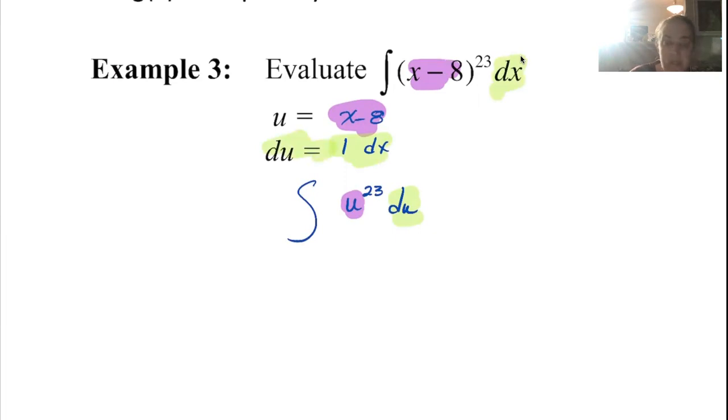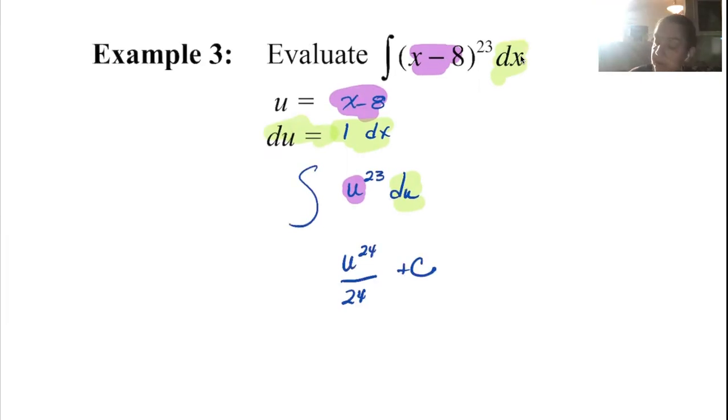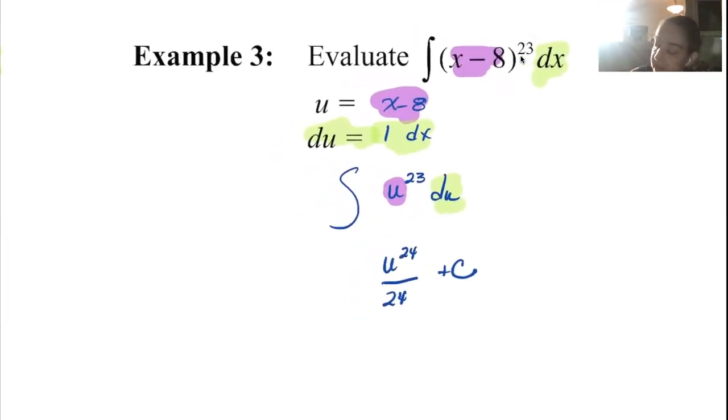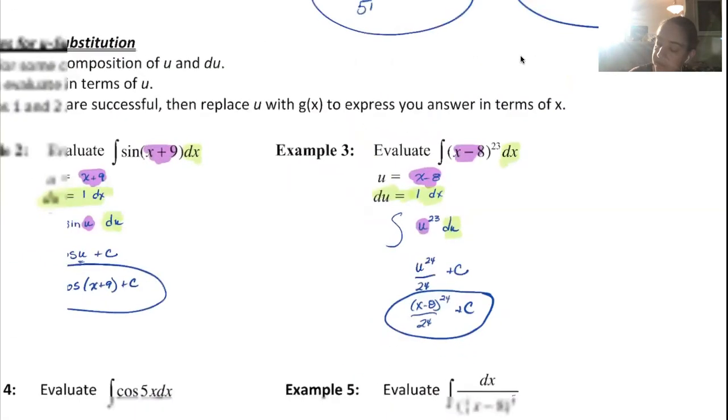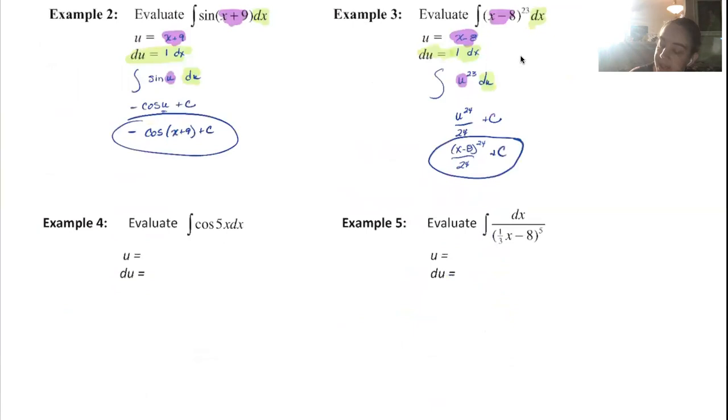So now that everything is in terms of u, this becomes u to the 24th over 24 plus c. Now, you did the calculus, that's taken care of, but you don't leave your answer in terms of u. You have to replace it with x minus 8. So this is x minus 8 to the 24th over 24 plus c. Remember, those indefinite integrals get the plus c on the end. Don't forget those.